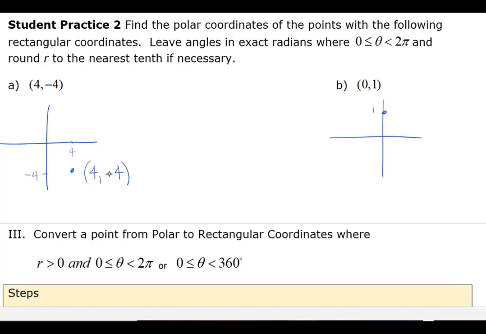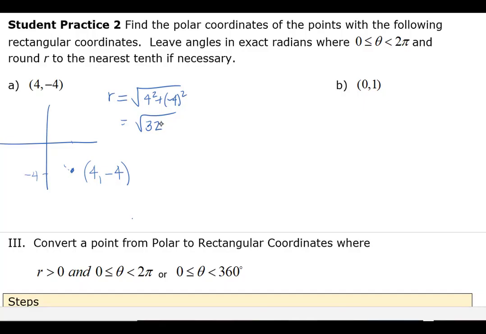And I've plotted 4, -4. I want to find r by taking the square root of 4 squared plus -4 squared. This would be the square root of 32. And the square root of 32 is approximately 5.7.